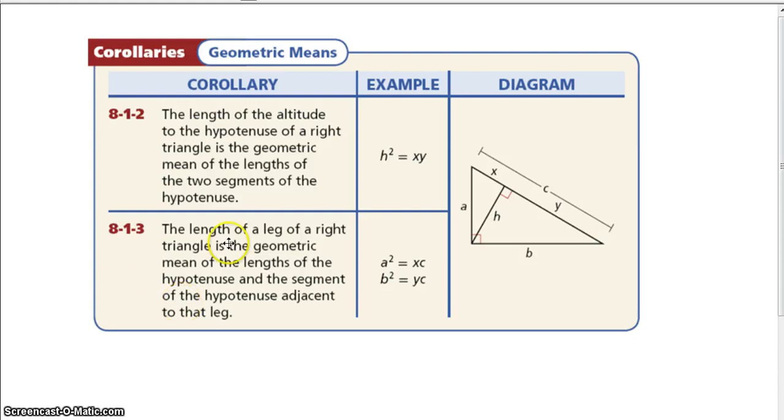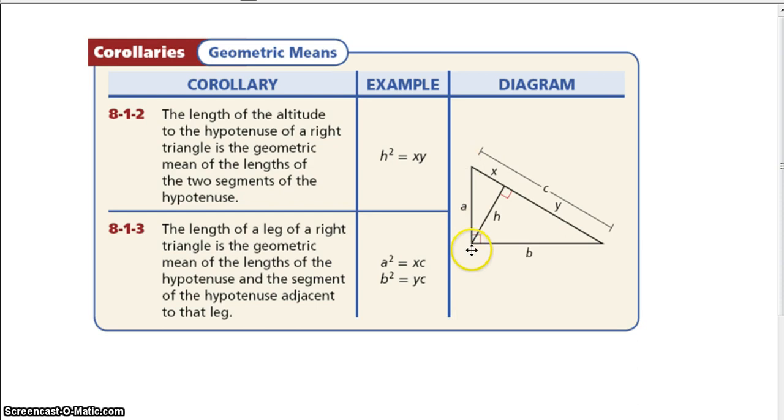The geometric means corollary says the length of the altitude, h, to the hypotenuse of a right triangle is the geometric mean of the lengths of the two segments of the hypotenuse, x, y. We just found that in the previous slide's proportions. So h squared equals x times y. And the length of a leg of a right triangle is the geometric mean of the lengths of the hypotenuse and the segment of the hypotenuse adjacent to that leg.